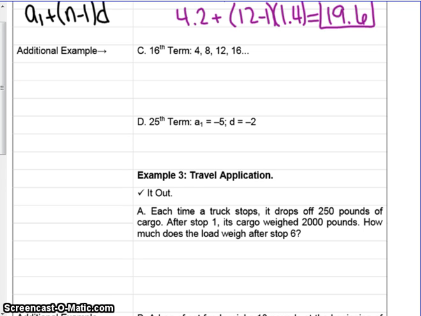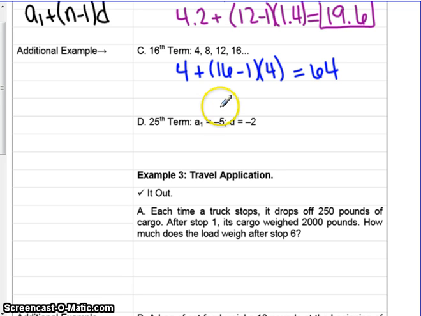Alright, so letter C. At this time, if you want to go ahead and pause the video, you're more than welcome to try this on your own. Take my first term plus the term I'm trying to find minus 1, and my common difference looks like it's a positive 4. And I'm getting 64.